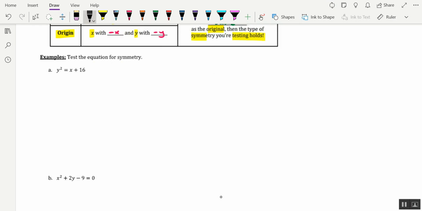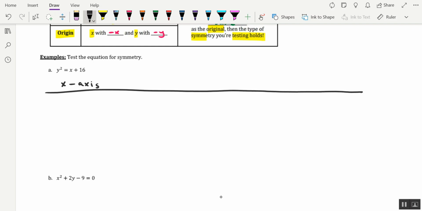Here's our first equation, y squared equals x plus 16. My approach here is going to be a table approach. Now, as you might already be aware, I am not the world's greatest table maker, so please bear with me as I make these column headings. We've got x-axis. We're also going to do a column for y-axis, and a third column for origin. Aren't you glad I included that? Okay, so these are the different types of symmetry that we're going to test for.